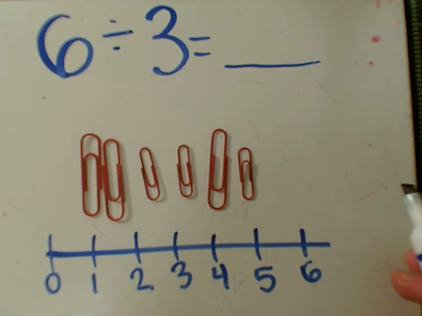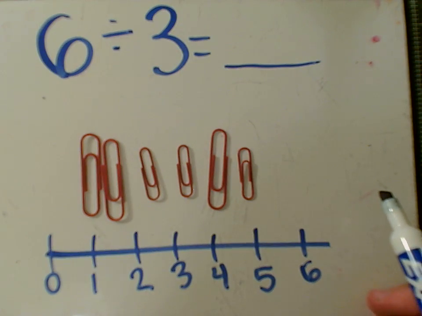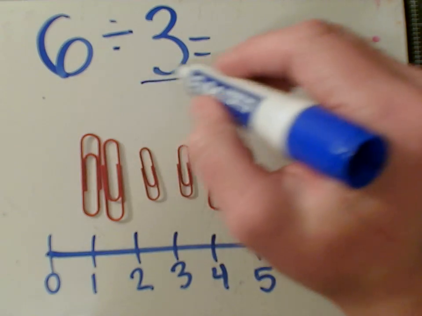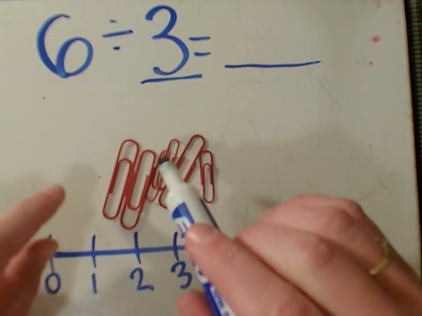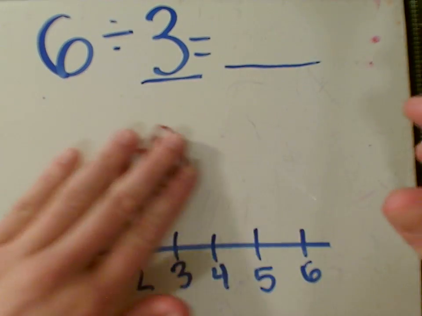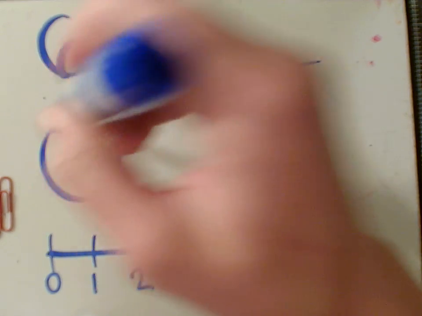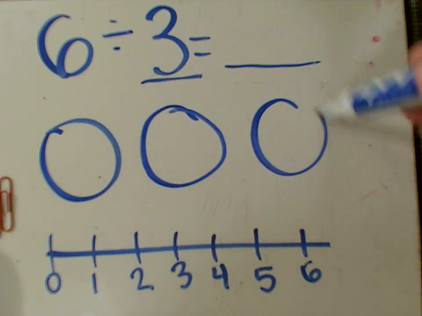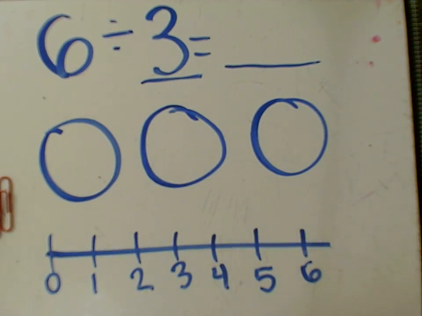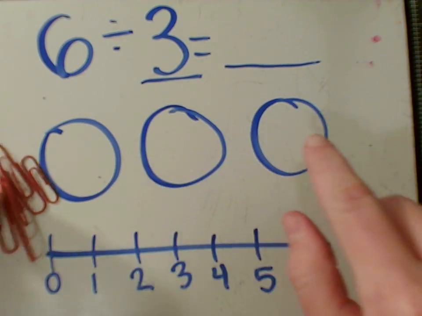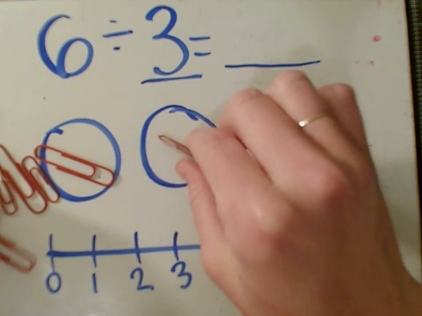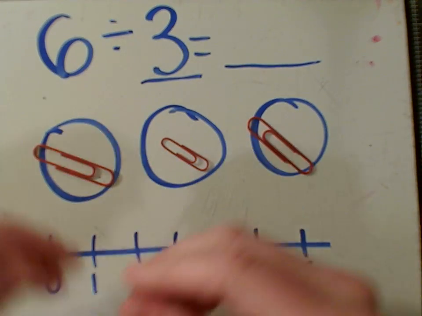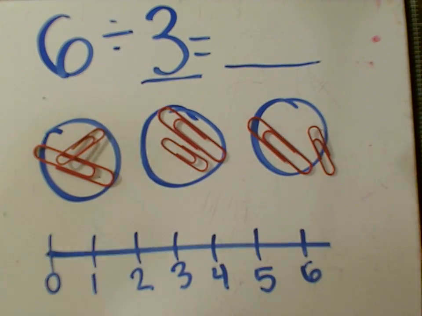So imagine that you have maybe 3 different bags that could represent our groups. 3 different bags you're going to put our paper clips into. It might help you just to draw the 3 groups. So 1, 2, 3. Okay, so now I need to divide these 6 paper clips into these 3 groups. Okay, here we go. 1, 2, and 3. All right, my paper clips are divided into 3 equal groups.